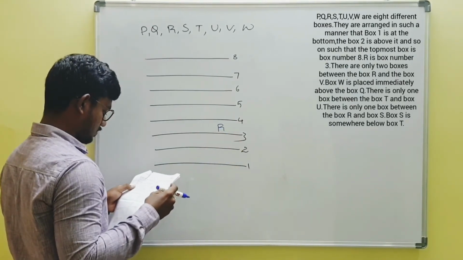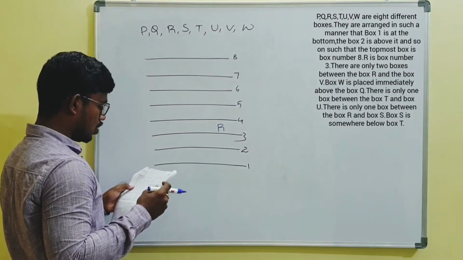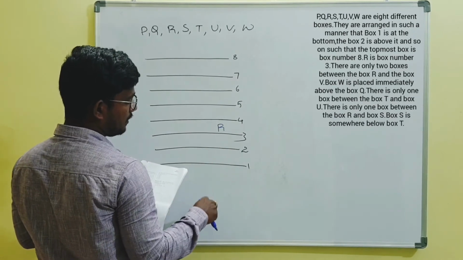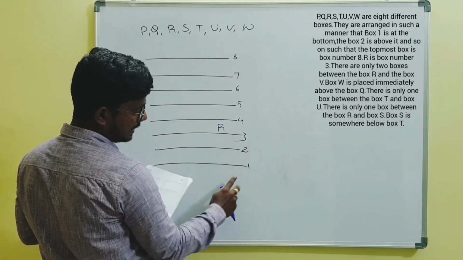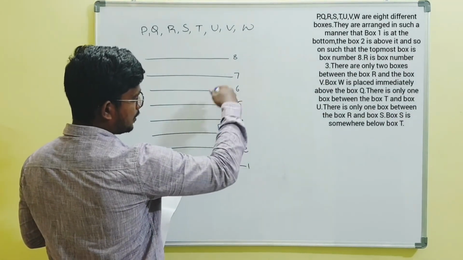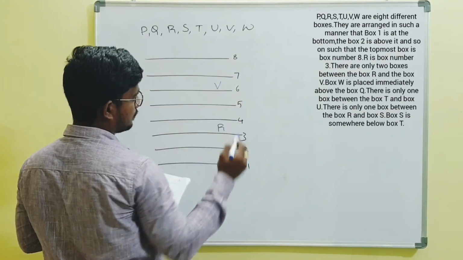Okay. There are only 2 boxes between the box R and the box V. So only 2 boxes are there in between R and V. If I take 2 boxes below R, I cannot place V. So I have only one case, which is above R. So by leaving 2 places, I can place V in the 6th place.